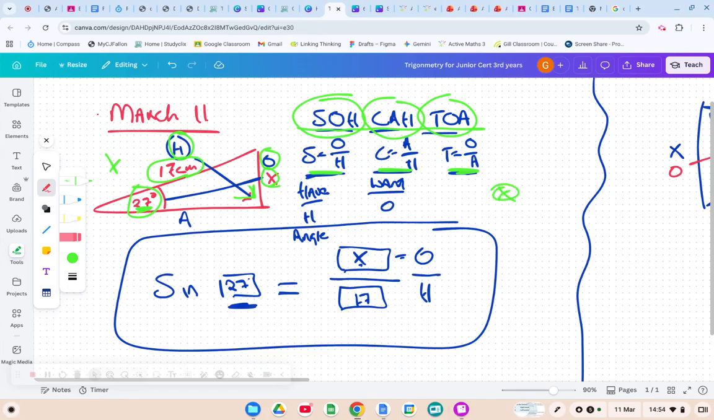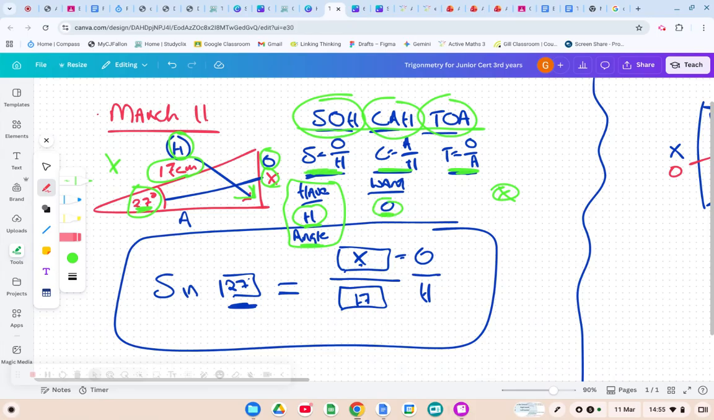You write down what you have and write down what you want. In this case, you have the hypotenuse, 17, and you have an angle, 27 degrees. What do you want? Where's the x? The x is on O, so O is what you want. Really important, then we have angle, hypotenuse, and opposite. Which rule, written above, has hypotenuse and opposite?